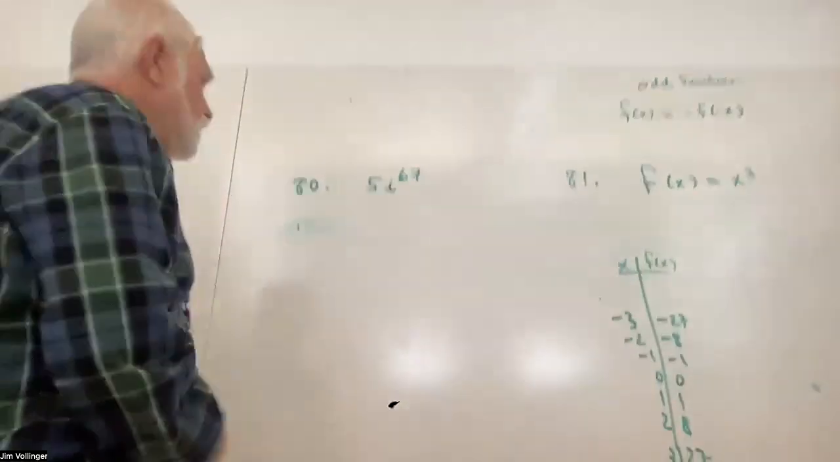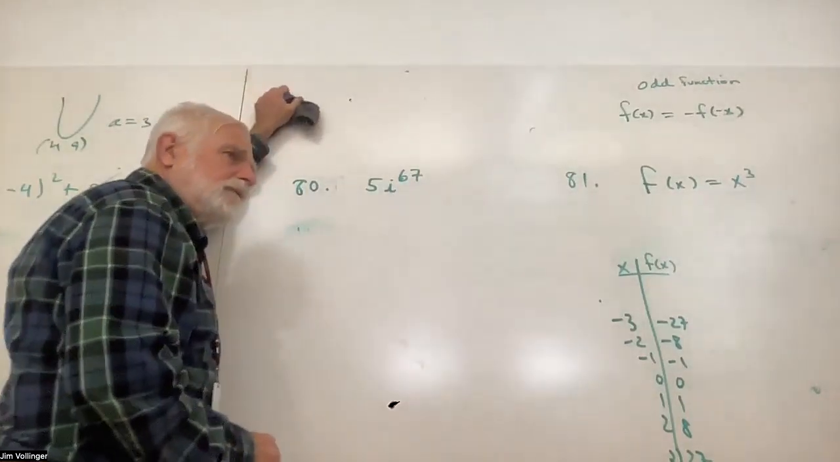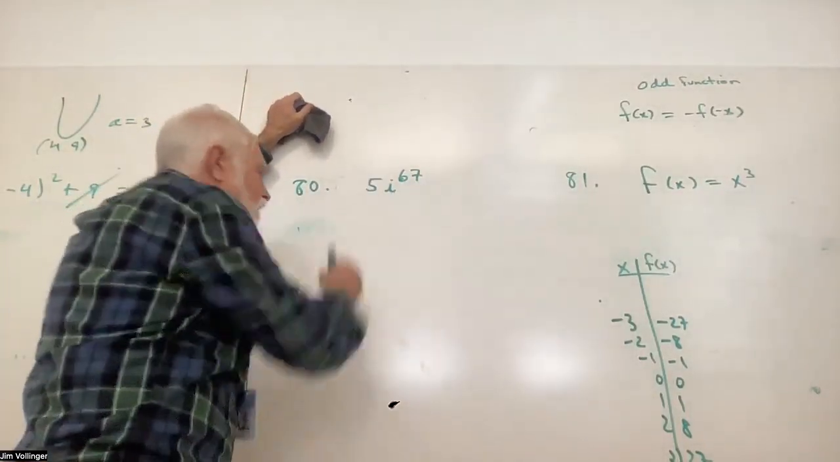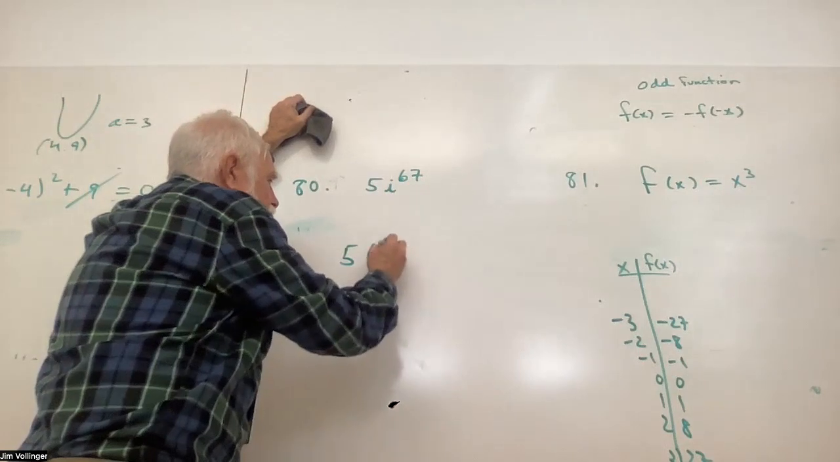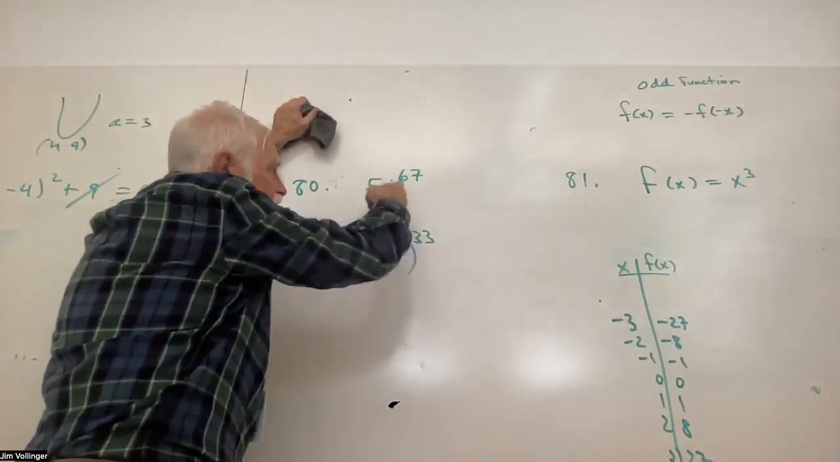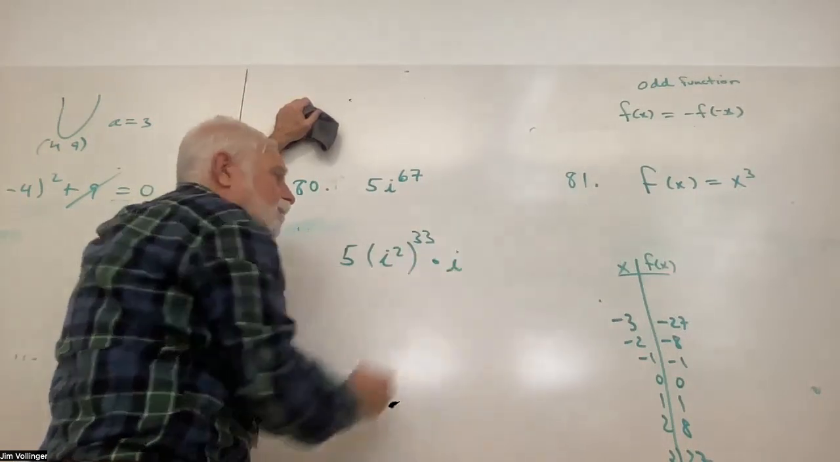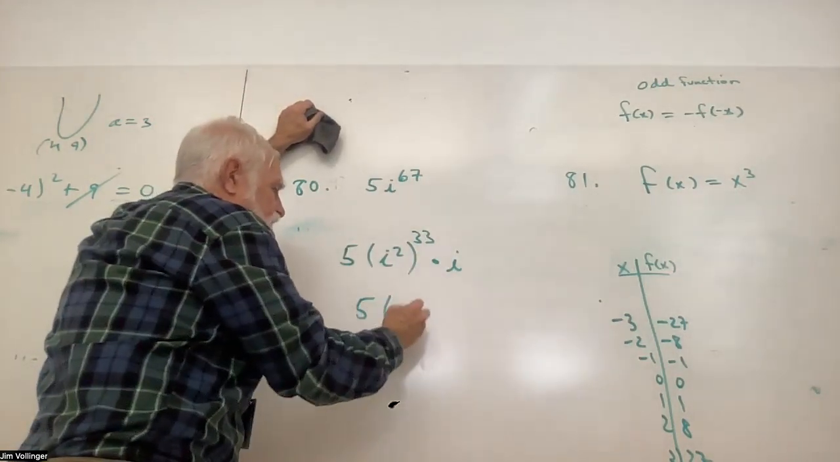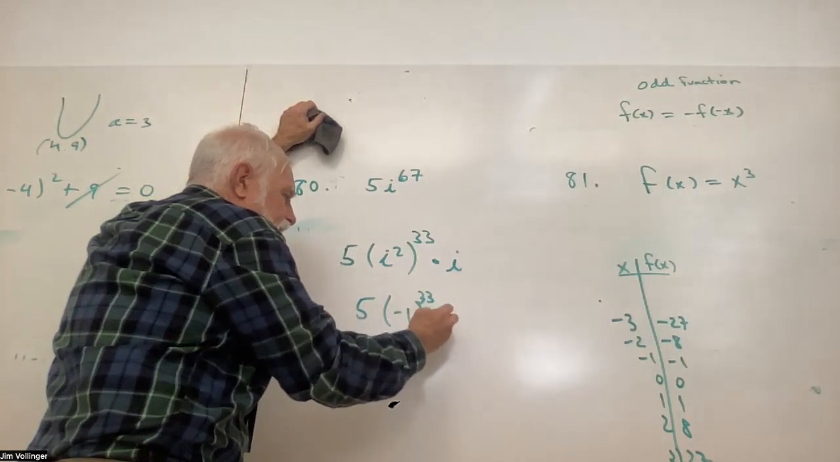5i to the 67th. You have not had much practice. You want to go to the web channel and definitely do rapid fire 5 imaginaries, whole bunch of these. By the time maybe I can do 2 or 3 here. So 60, 33 gets me up to 66. I need a multiplication of 1 more. That's 5 times negative 1, 33 times i.